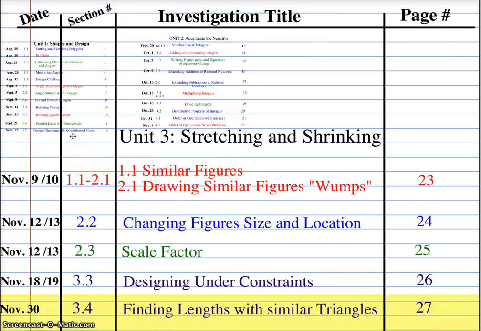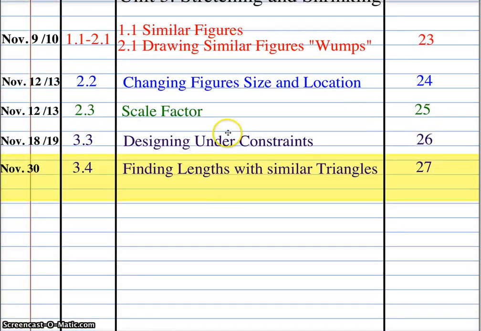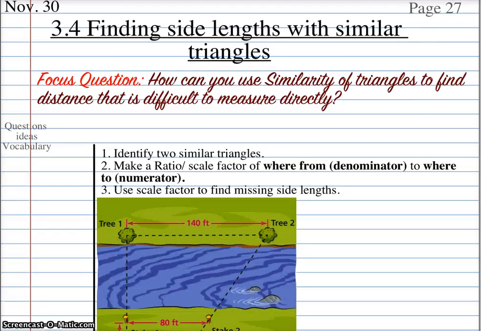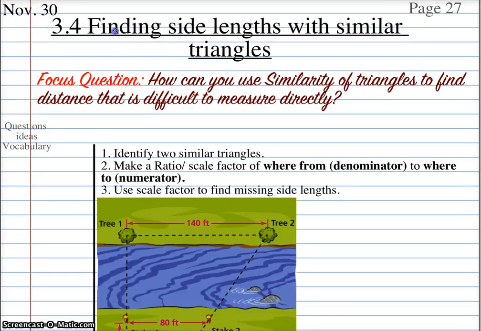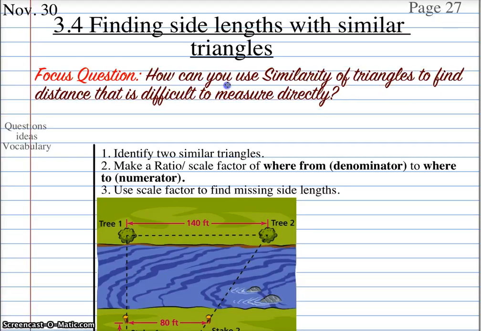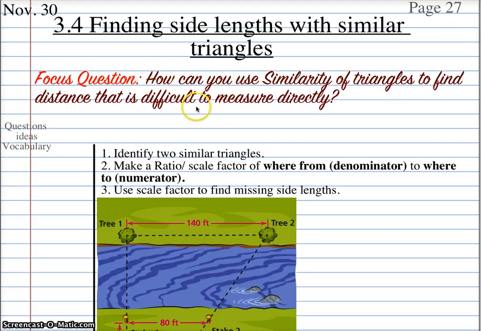All right, so table of contents, finding lengths with similar triangles. You can go ahead and pause the video here so that way the kids can catch up and write down. All right, we're back. So again, today's November 30th, 3.4, finding side lengths with similar triangles, page 27. How can you use similarity of triangles to find distances that are difficult to measure directly? We're actually going to do this next class as well. We're going to spend more than one day on this.